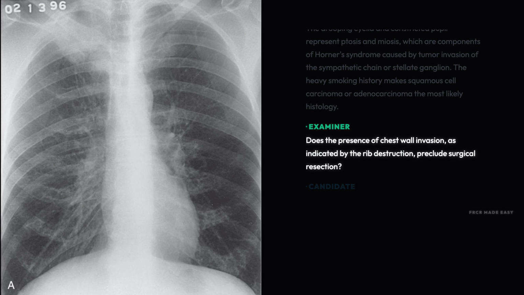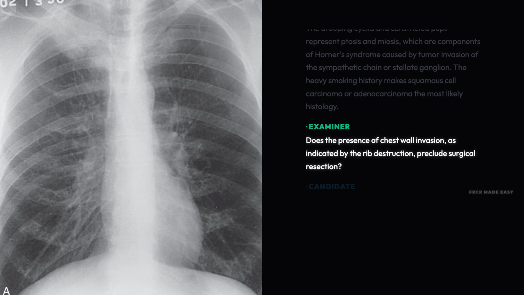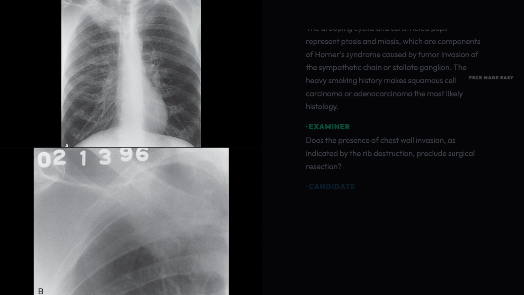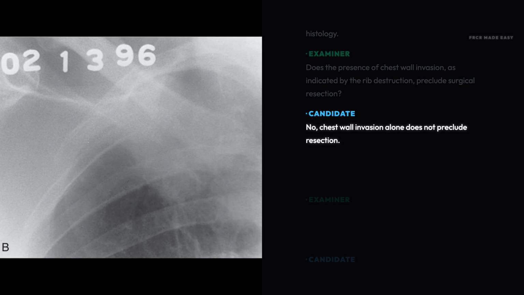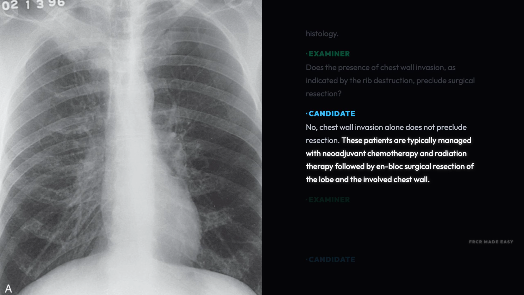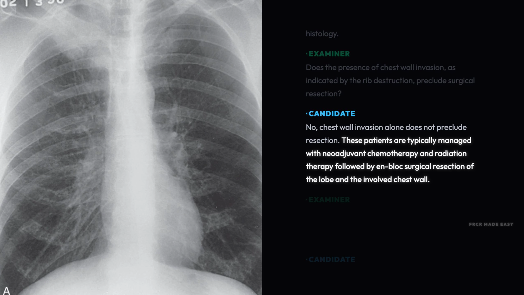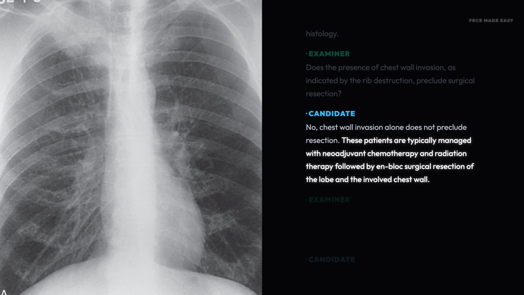Does the presence of chest wall invasion, as indicated by the rib destruction, preclude surgical resection? No, chest wall invasion alone does not preclude resection. These patients are typically managed with neoadjuvant chemotherapy and radiation therapy, followed by en-bloc surgical resection of the lobe and the involved chest wall.